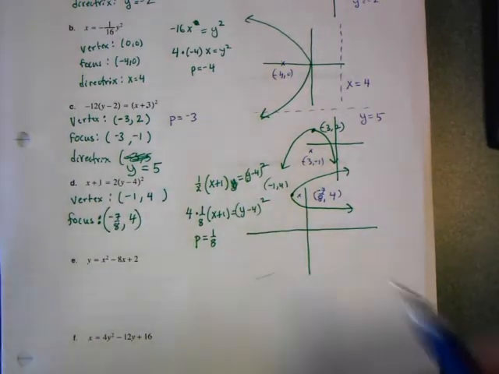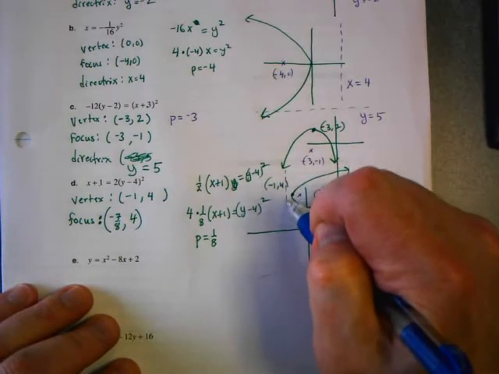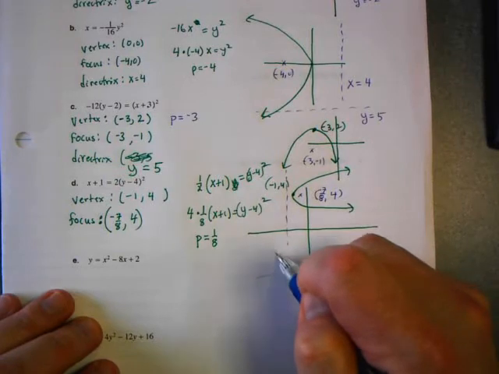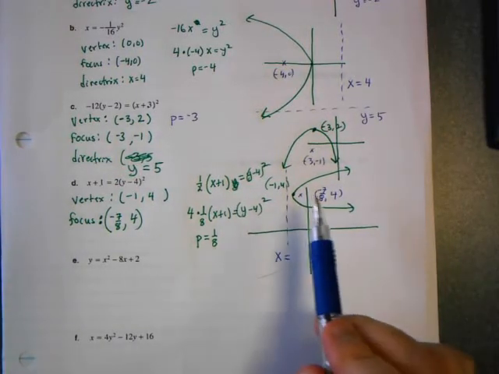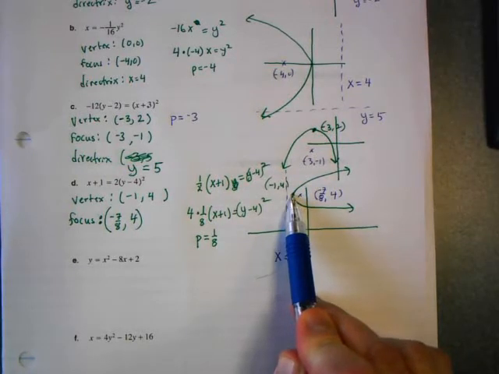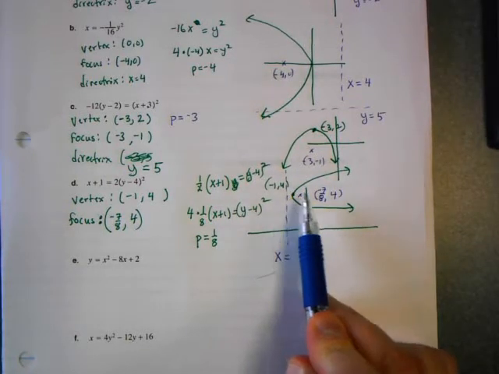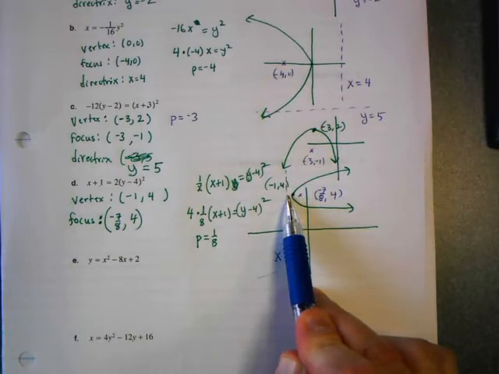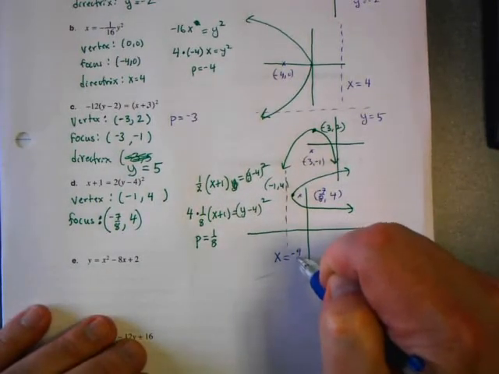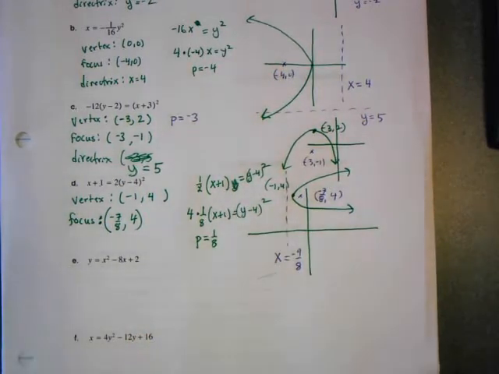And finally, my directrix is over here. It's x equals, I have to start at -1 and then move 1/8 to the left. So in other words, it's -1 minus 1/8, which is -9/8.